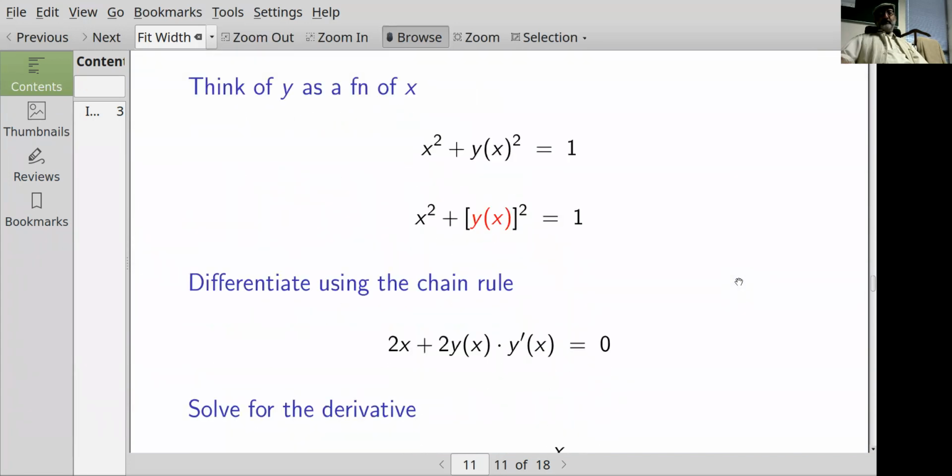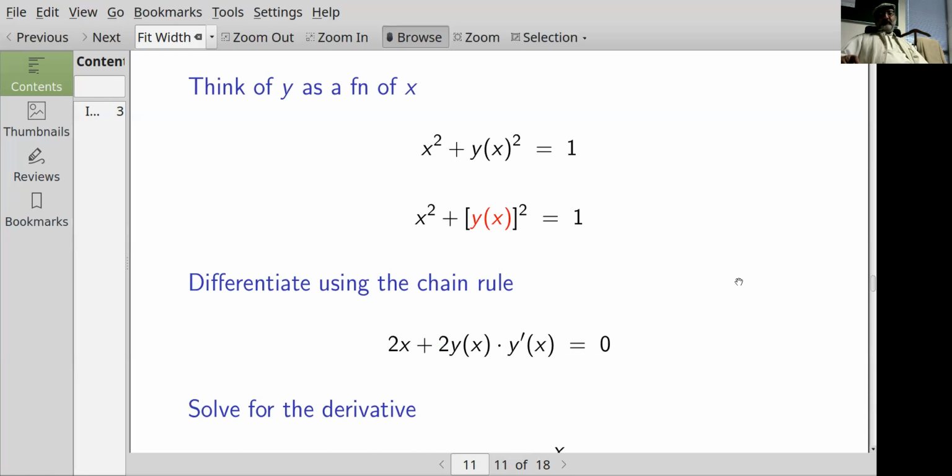Okay, so remember, think of y as a function of x. So x squared plus y of x squared is equal to 1. X squared plus, you've got an inner function y of x, which is being squared. And then x squared plus y squared is equal to 1. Okay, so now differentiate.